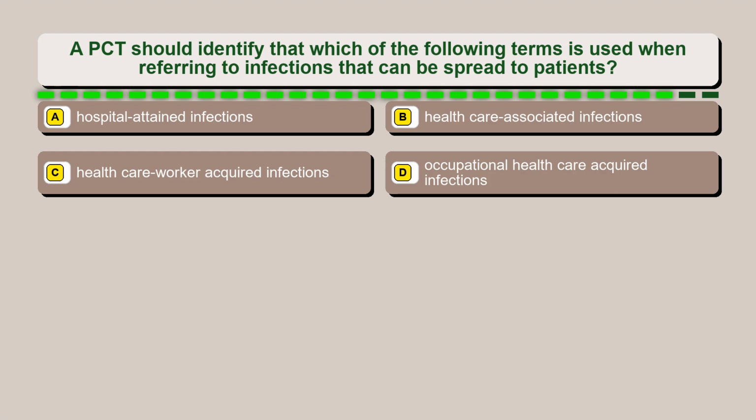Question 40. A PCT should identify that which of the following terms is used when referring to infections that can be spread to patients. Option A, hospital-attained infections. Option B, healthcare-associated infections. Option C, healthcare worker-acquired infections. Option D, occupational healthcare-acquired infections.